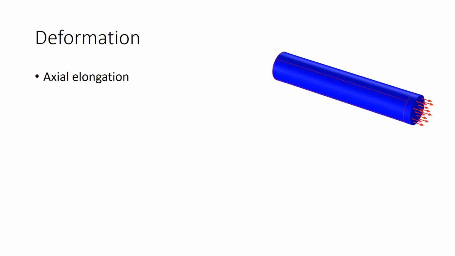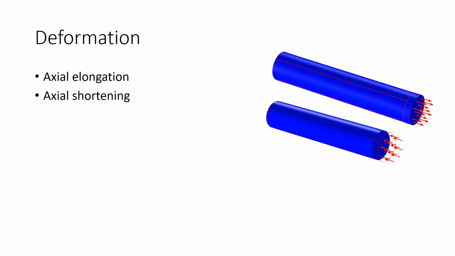Then deformation. As already discussed, whenever load is applied, it leads to deformation of an object. When you apply load in an axial direction, it will deform in the axial direction. It can be tension or compression. So accordingly, it will elongate or it will shorten. That depends on what type of force you are applying.